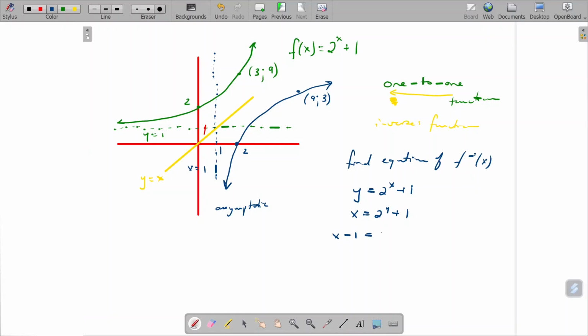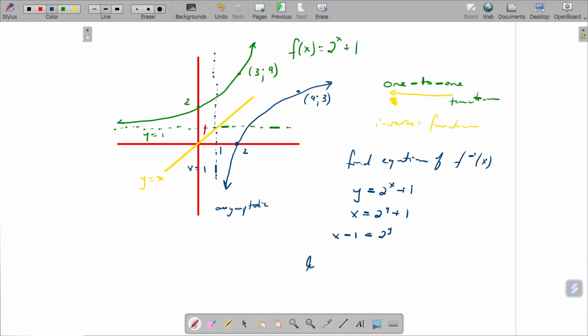So we first are going to take the minus the 1 across. And we're going to have x minus 1 equals 2 to the y. And now we're going to remove the base 2. And to remove the base 2 means we're going to take log base 2. So I've got log base 2 of x minus 1 equals y equals f minus 1 of x.